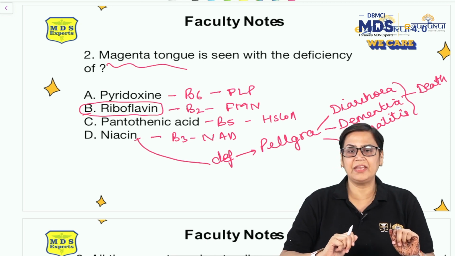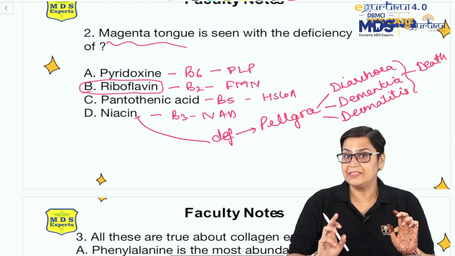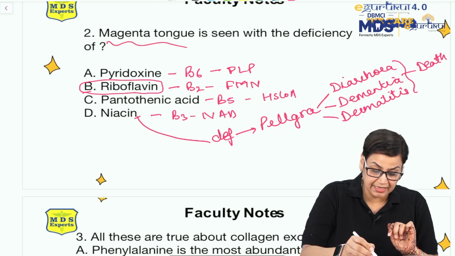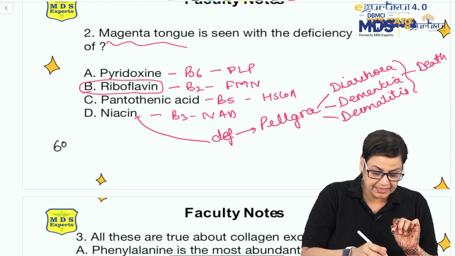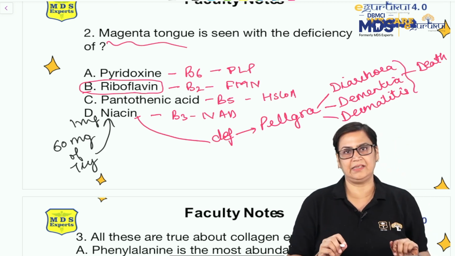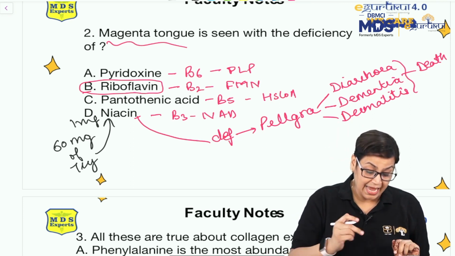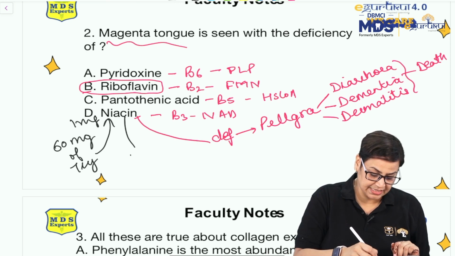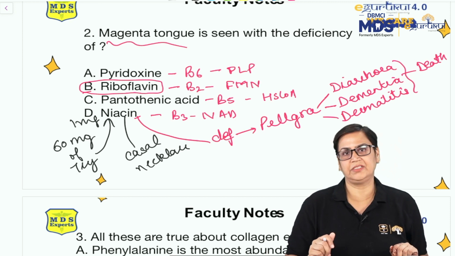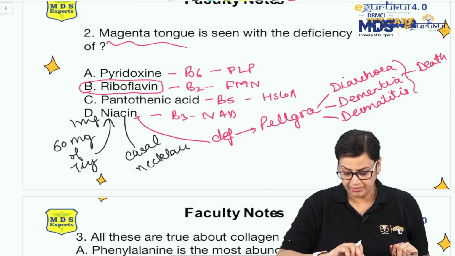And niacin is a very important endogenously synthesized vitamin also. We all know that 60 milligram of tryptophan, this is again a very important question, 60 milligram of tryptophan is required to synthesize 1 milligram of niacin. So we can see in one shot we are able to solve 2 questions. And this niacin deficiency is characterized by Casal necklace also. This is also one of the important features, right? So this is the answer to question number 2.